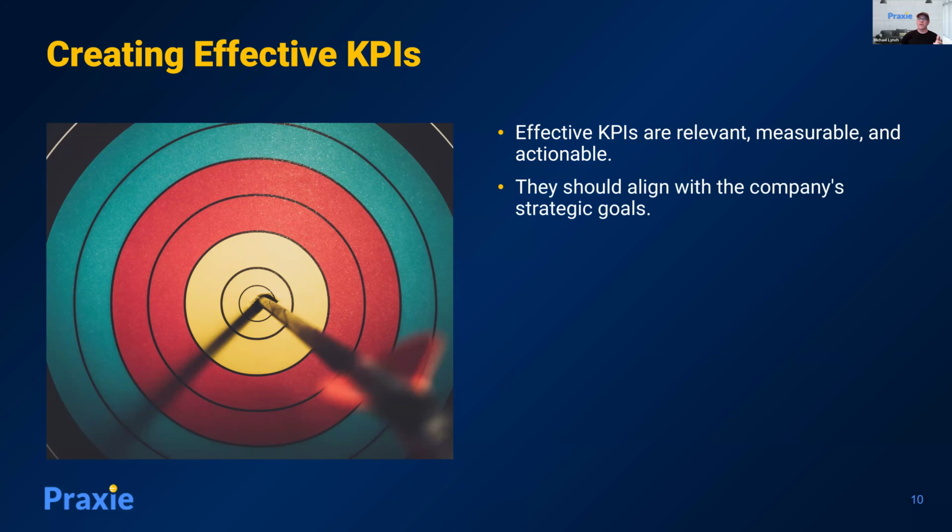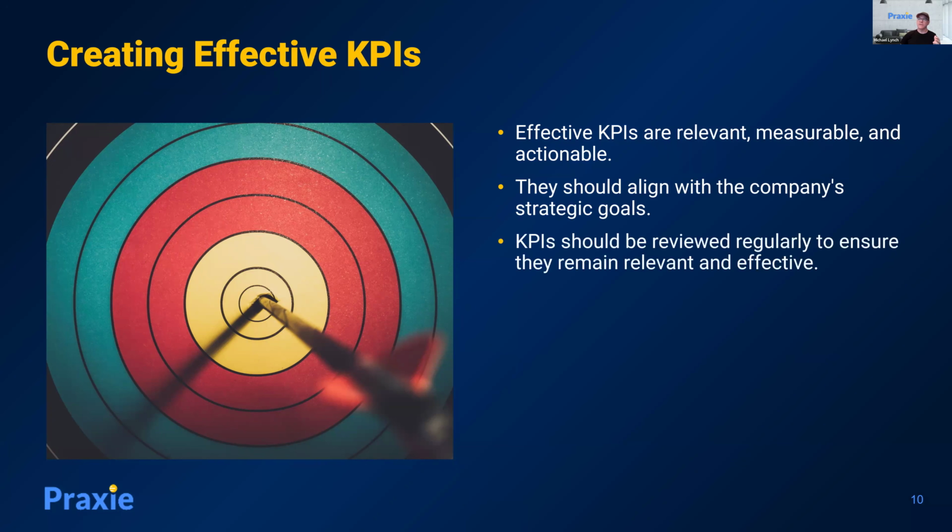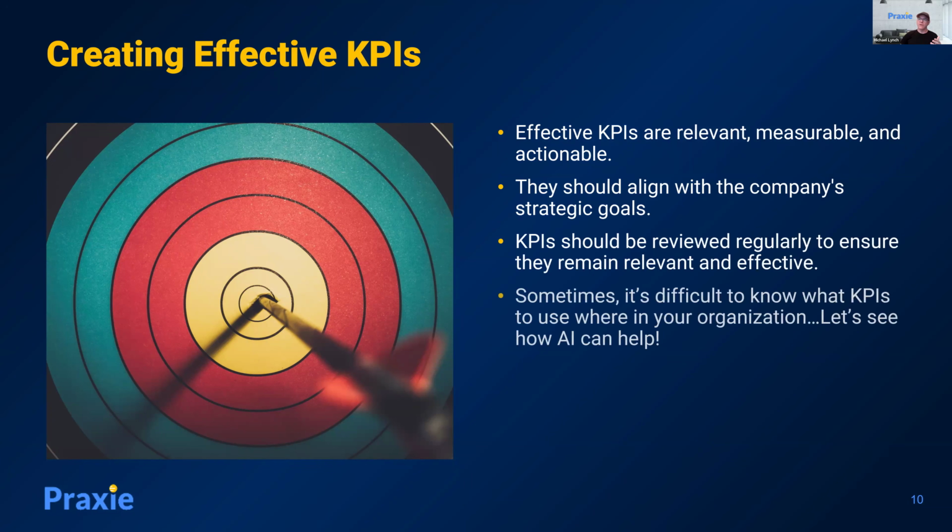They should align with the company's or the strategic goals you're trying to achieve. They should be regularly reviewed. And as I said, sometimes it's difficult to know which ones they are. And so what we're going to do is talk about how AI can help that.